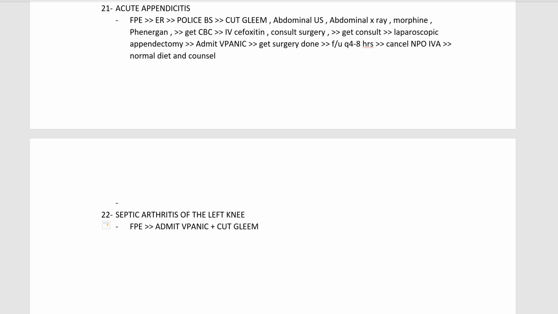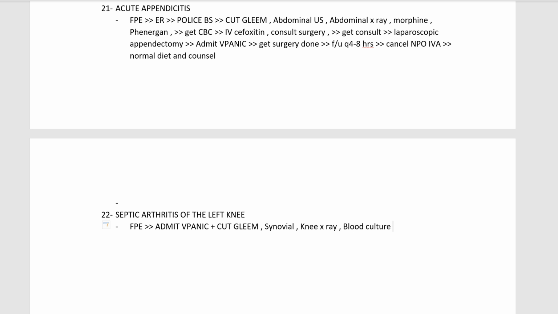So then you want to order the cut gleam plus something important. You want to type synovial. You want to order everything about synovial, like gram stain, crystal, culture sensitivity, viscosity, okay? Synovial glucose. You want to do PT, PTT. You want to do knee X-ray, that's a specific one. And then you want to do a blood culture. That's specific too.